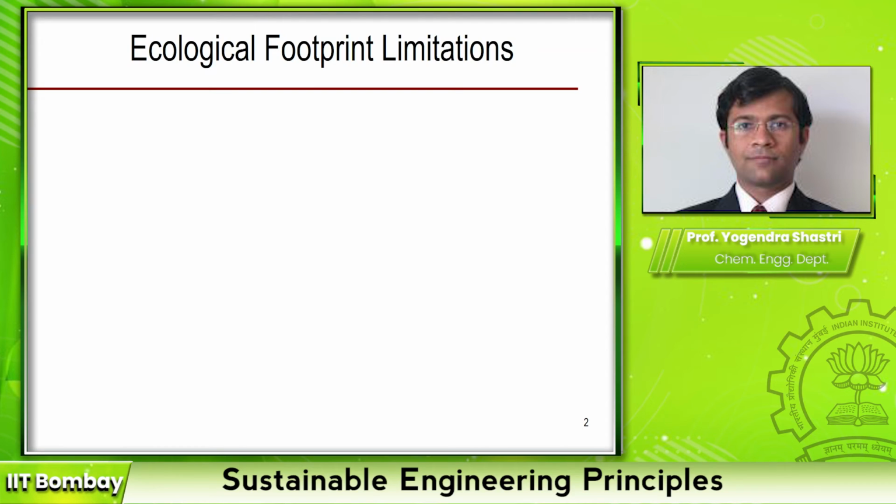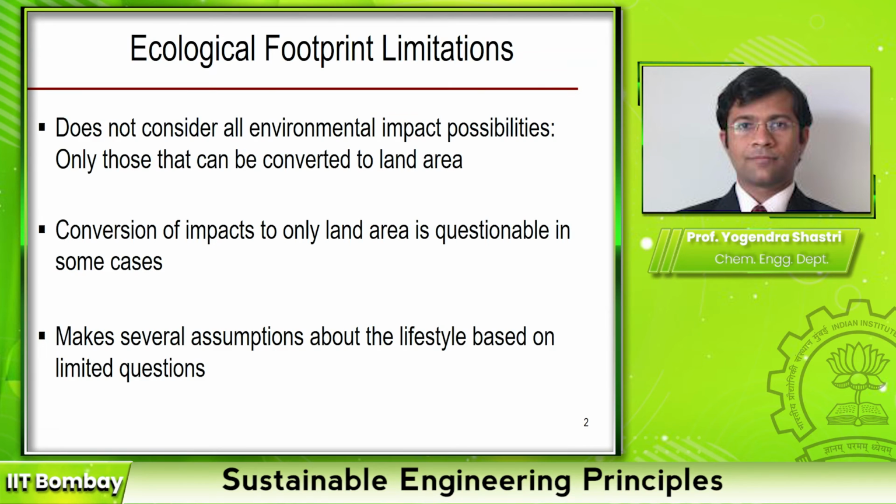Now I want to emphasize that ecological footprint has several limitations. First of all, it does not consider all environmental impact possibilities. It only considers those that can be converted to land area. So in some ways it is an underestimation of our actual environmental footprint. Secondly, the conversion of impacts to only land area is questionable in some cases. There are a lot of approximations involved.